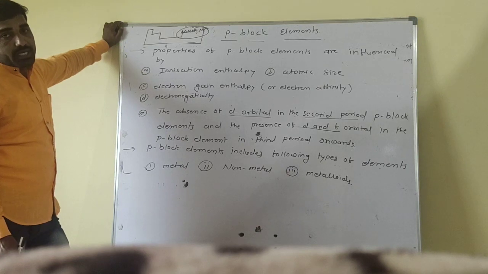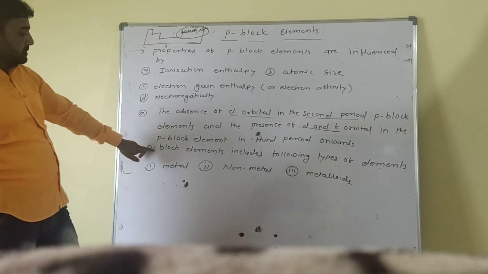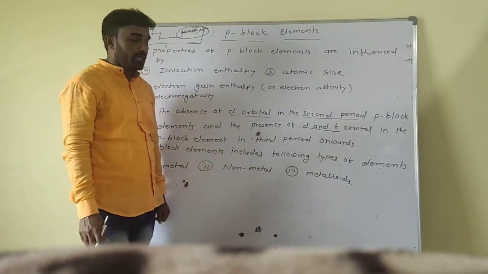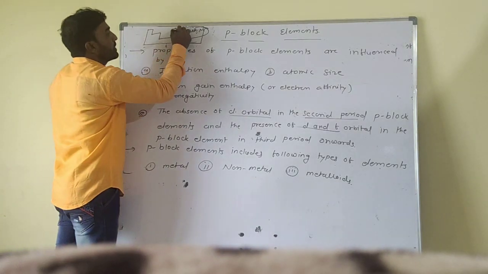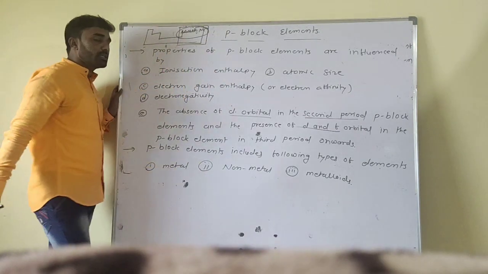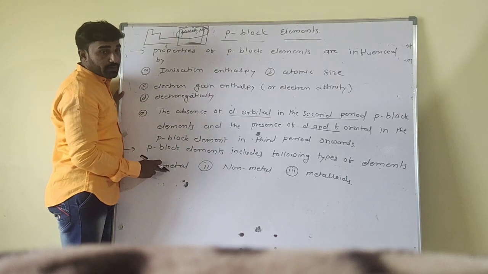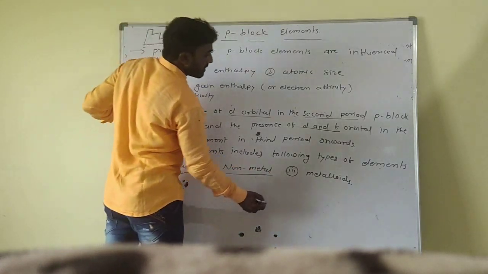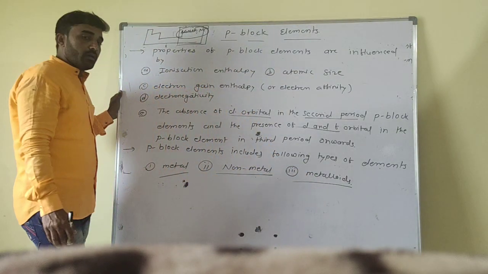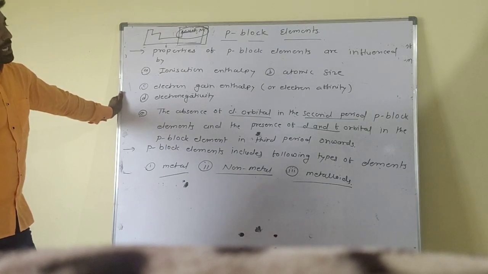And that is the absence of d orbitals. Now another point: p block elements include the following types of elements, that is metals, non-metals and metalloids. These are the p block elements, and they include a number of elements of different types. Some elements are metals, some are non-metals, and some are metalloids. Metalloids means a combination between metals and non-metals.